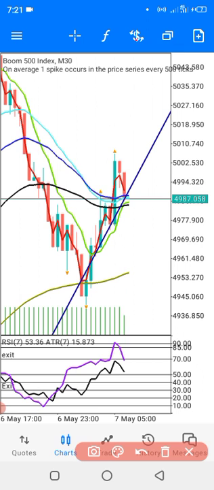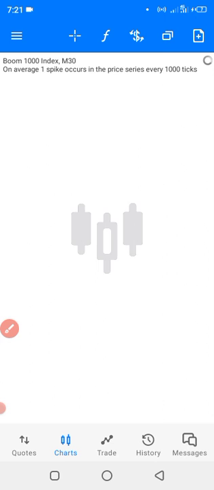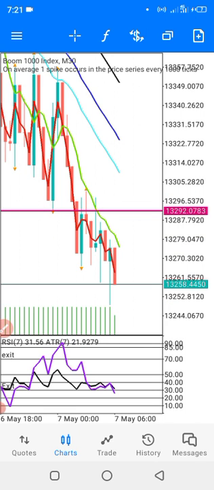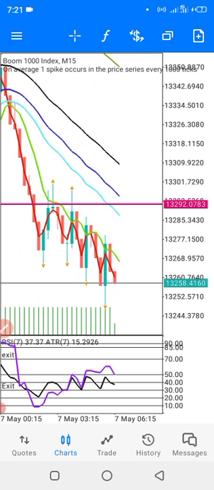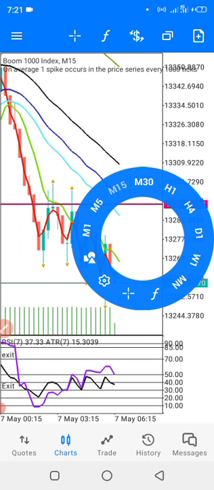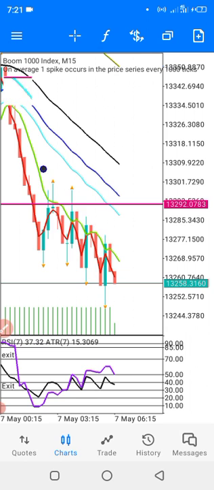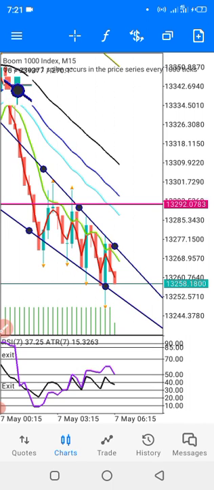Let's see what's happening in boom 1000. Okay, this is a 30 minutes time frame. Let me go back a bit. You see what is happening here now. For this to take this trade successfully, this is what you do. You just draw a trend line on this and another trend line here. This is how to trade a market of this form. Whenever the price gets to this trend line, there will be reactions.